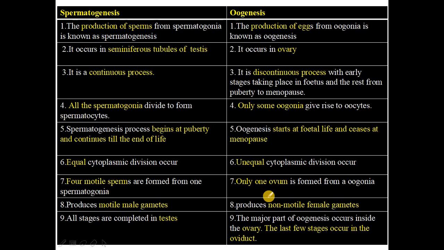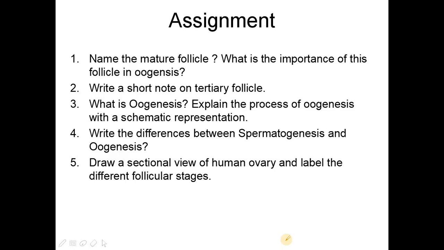All the stages of spermatogenesis are completed in the testis, whereas in oogenesis, the major portion is in the ovary, but the last few stages, as you have seen, take place in the oviduct, that is the fallopian tube. So we have finished 2 important topics here: oogenesis and the differences between spermatogenesis and oogenesis. Spermatogenesis, oogenesis and their differences are very, very important questions for your exams. These are some of the questions for your assignment. So please answer these questions, as these questions are very important.